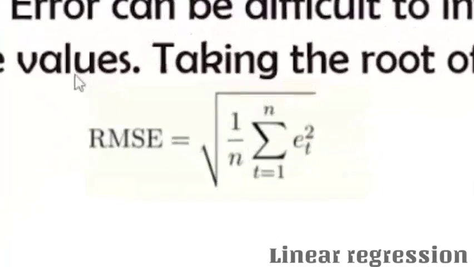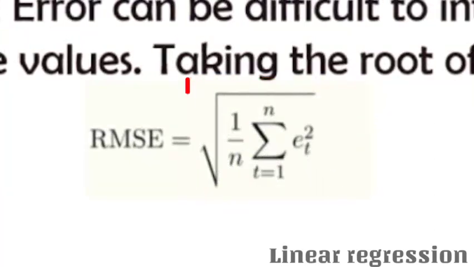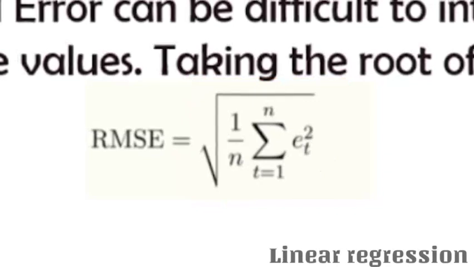Basically, this is the formula: 1 divided by n, summation of e_t squared, where e_t would be our error, the error margin. So just take the square and then the whole root. That is what we are doing over here.